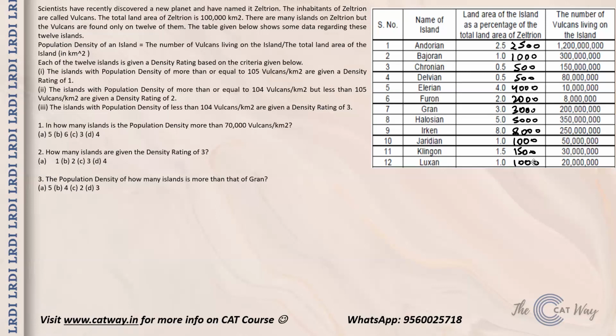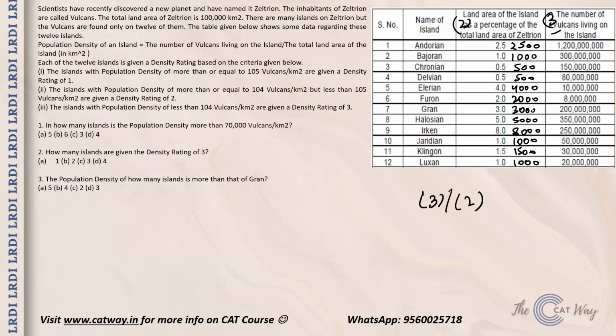The first question is: in how many islands is the population density more than 70,000 Vulcans per square kilometer? More than 70,000. So basically you have to check this column. Let's name this the third column and name this the second column. All you have to check is 3 divided by 2, and it should be more than 70,000.